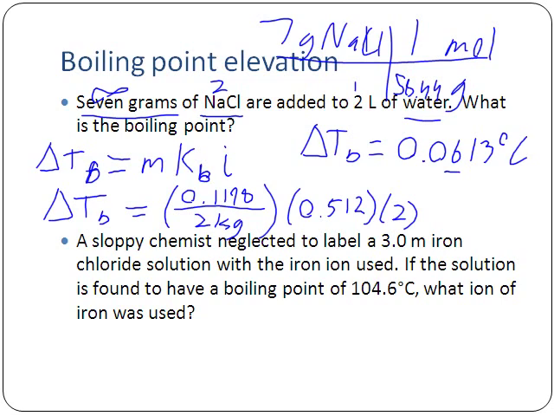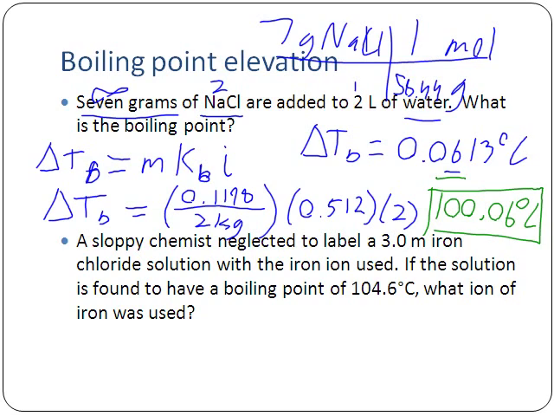Since that's rounded to the hundredths place, our final answer is also going to be rounded to the hundredths place. So 100.06 degrees Celsius would be our final answer here. Because our 0.06 is rounded to the hundredths place, when we add that to the 100, which is exact, the 100 doesn't affect it, and we end up with 100.06 degrees Celsius for the new boiling point of our very, very dilute salt solution. So that's how you'd work that out.